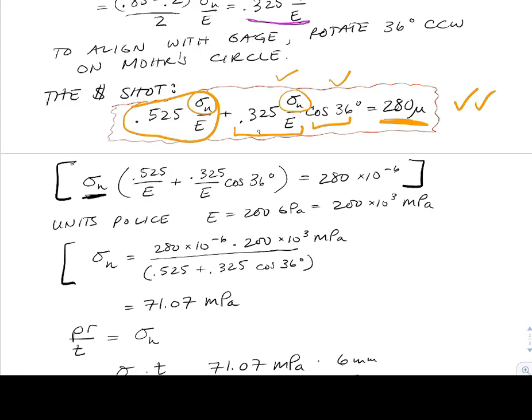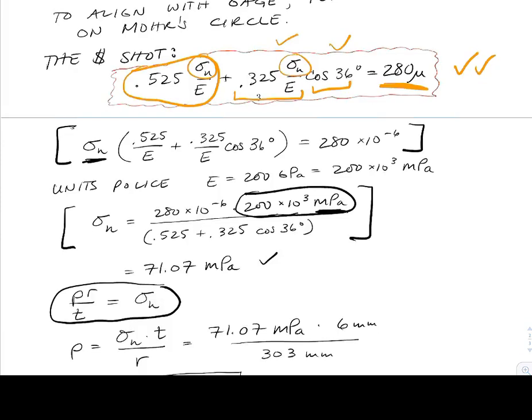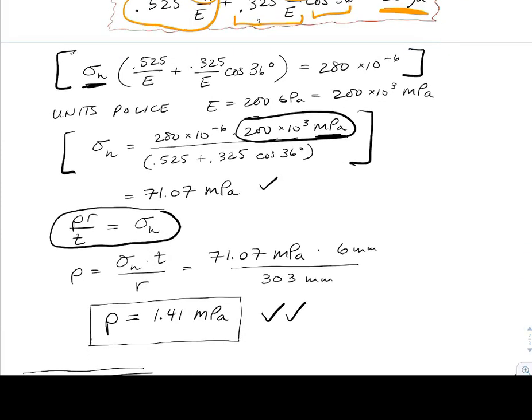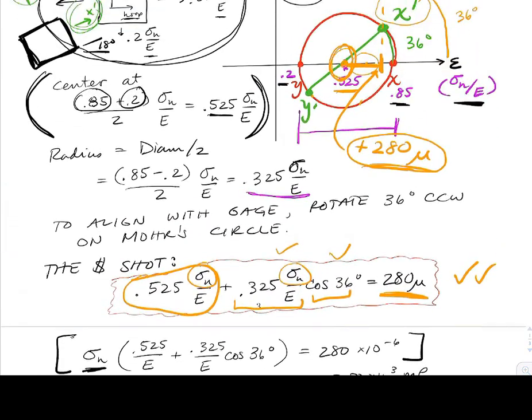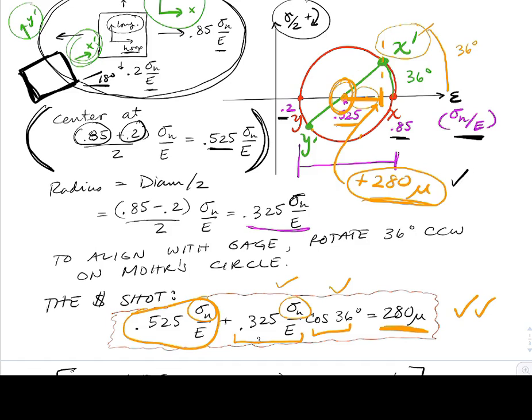Solving for it, using also units police here, we've got gigapascals, which is 200 times 10 to the 3 megapascals. Generally, that'll be in units of megapascals. We relate then the hoop stress back to PR over T. Using the values, we then find the pressure in the tank. So the big summary point is we need to go to where the strain gauge is. We know the reading on the strain gauge, and we can relate that back to the parameters on Mohr's circle for strain.